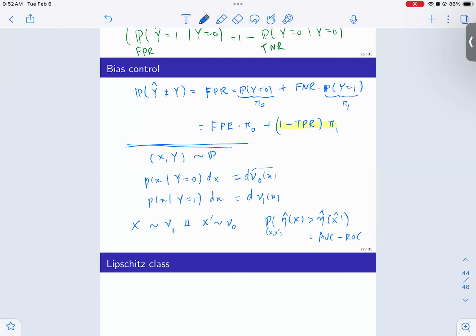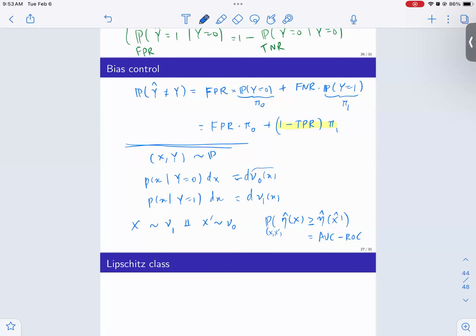Randomly pick a test point from the positive distribution and a test point from the negative distribution. The chance that the score, so you can think of eta hat of X as your score, somewhere between 0 and 1, the closer to 1, the closer the prediction to 1. So the probability of the positive example scoring higher than the negative example would be exactly this area under the ROC curve. So it has this nice interpretation.